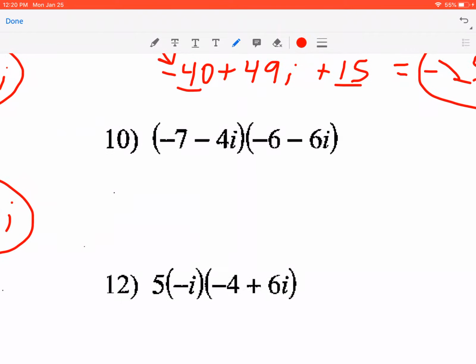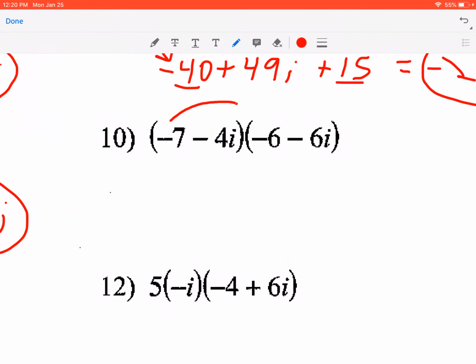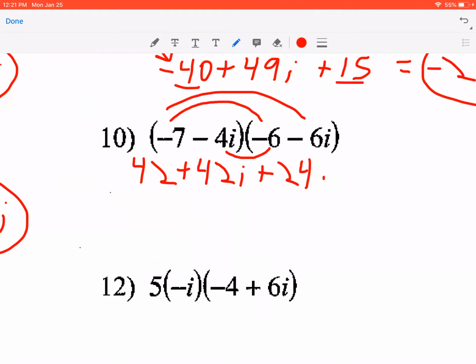And last one. Same thing. This is FOIL. Negative 7 and a negative 6, that's positive 42. Negative 7 and a negative 6i, that's plus 42i. Those two don't go together. One has i, one doesn't. Negative 4i and a negative 6, that's plus 24i. And a negative 4i and a negative 6i, that's positive 24i squared. But if i squared is equal to negative 1, 24 times negative 1, that's a minus 24.